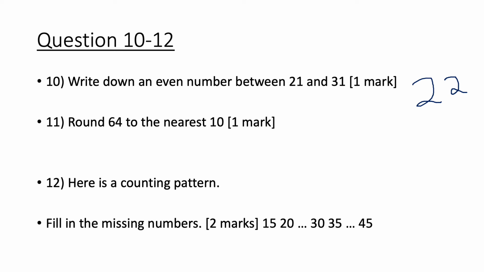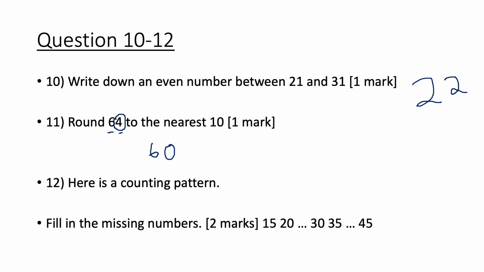Okay. Question number 11, round 64 to the nearest 10. We're looking at my units here, so that's my tens column, and that's my units. So I'm going to circle the units. That's less than 5, so rounding it down, the nearest 10 is going to be 60. Because if you think about it, 64 is closer to 60 than it is to 70. When it says nearest 10, guys, what it means is 10, 20, 30, 40, 50, 60, 70, 80, 90, 100, 110, and so on and so forth.